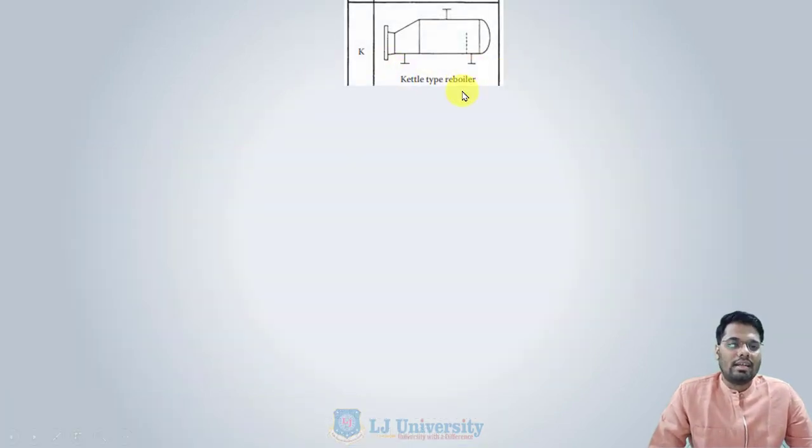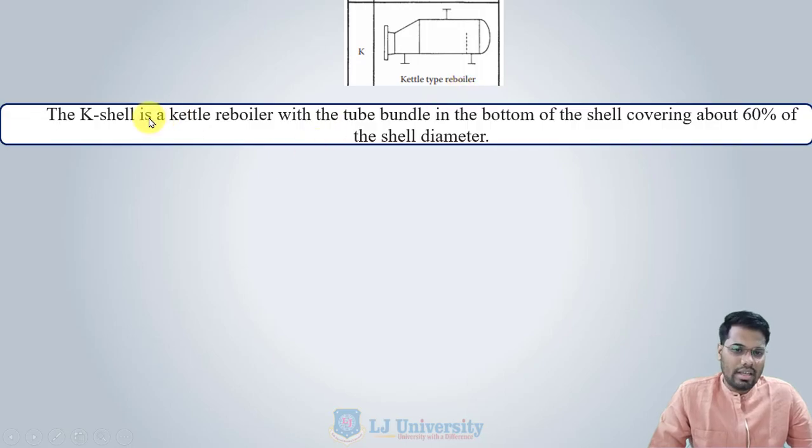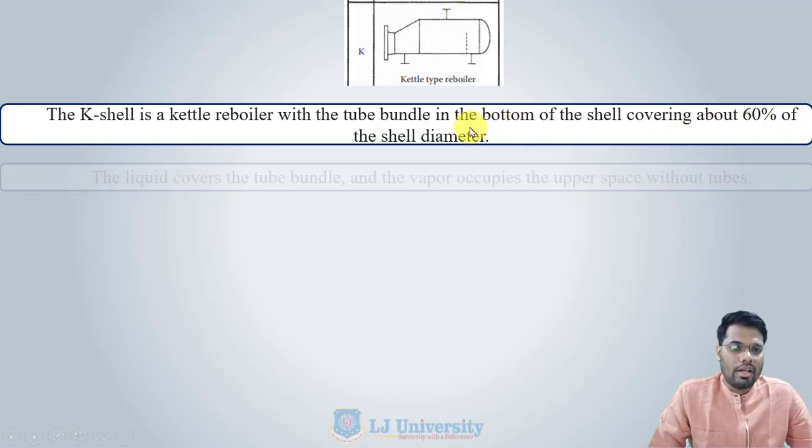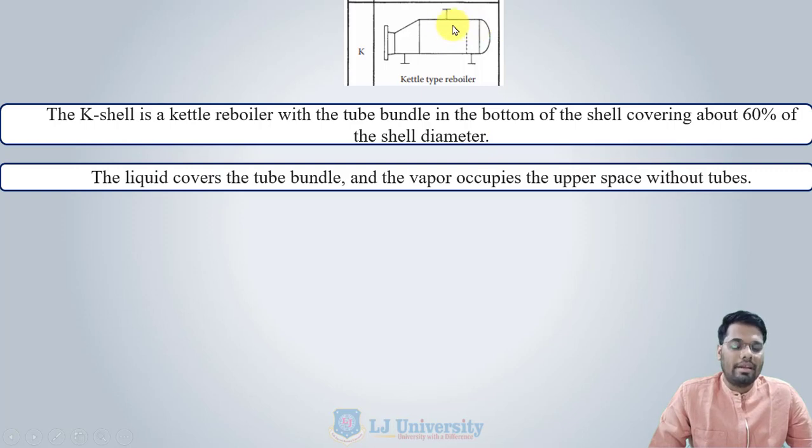Okay, then the kettle type reboiler. The K shell, or we can say the kettle type shell, is a kettle reboiler with the tube bundle at the bottom. Here the tube bundles are at the bottom, and the upper portion is going to remain without tubes. The bottom covers 60% of the shell diameter, and the remaining 40% is going to be blank for the steam.